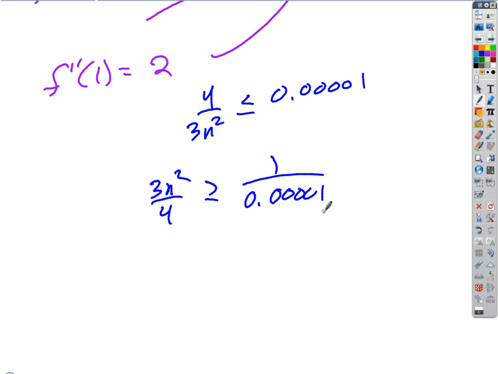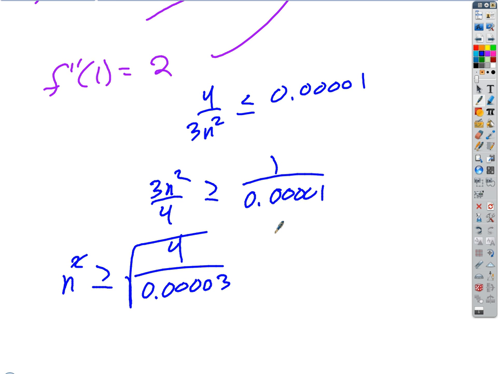Calculator doesn't care, right? And so now to solve for n squared, what do we do? Multiply by 4, divide by 3, right? So we end up with n squared is greater than or equal to 4 over, what's 3 times that decimal? Right? Square root both sides. And that's our answer. Somebody throw that in your calculator and see what we get.